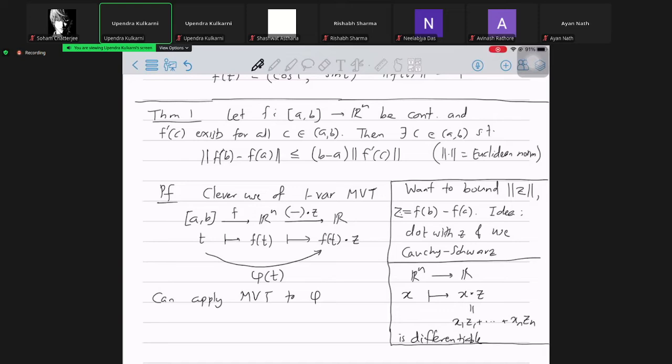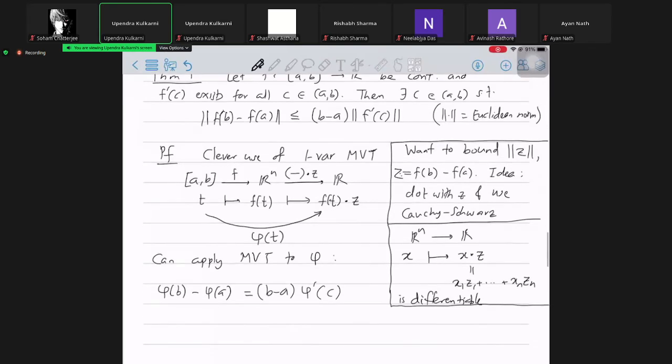So I can apply the mean value theorem to phi, because it's a composition of a desired kind of function with a desired kind of function. The second function is even a linear function. So I can apply the mean value theorem to that. Okay, very good. So what do I get? Phi of b minus phi of a equals b minus a times some phi prime of c.